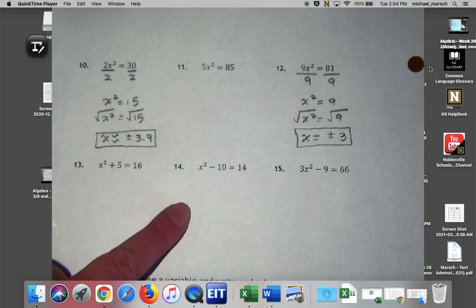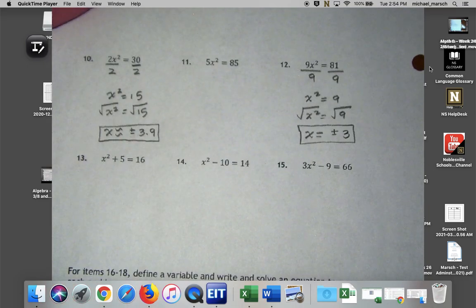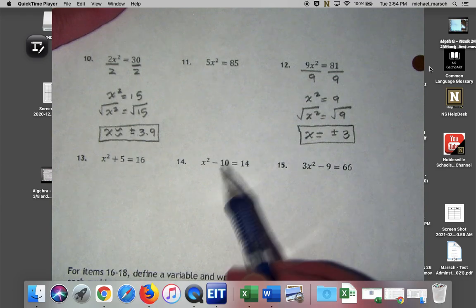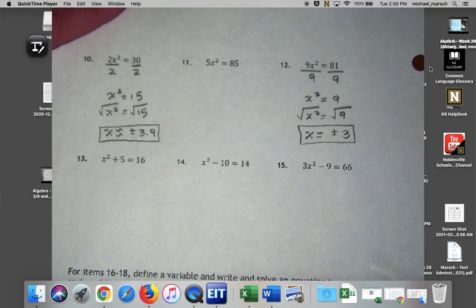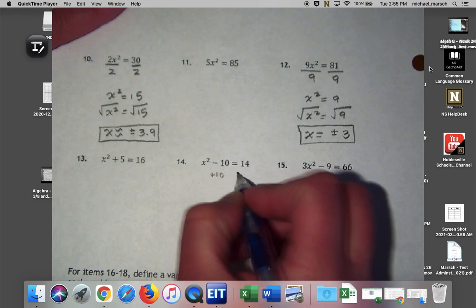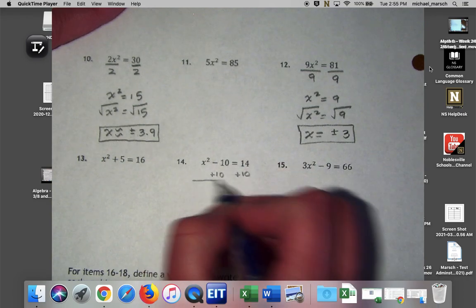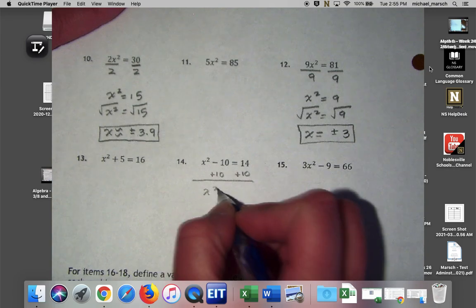Let's do number 14. This time I have subtraction. What's the opposite of subtraction? Addition. What about 11? We're not going to do number 11. Oh, so I can cross that out?